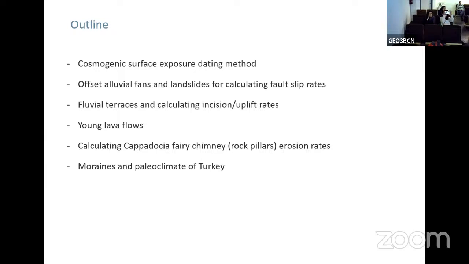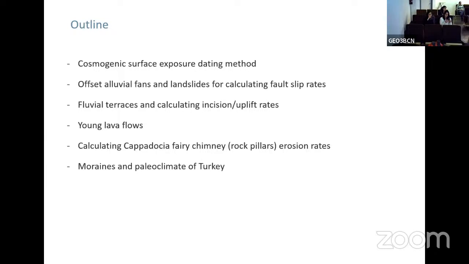I'll just briefly talk about it, and I'll show you some examples where we applied this method, like alluvial fans and landslides or rock falls, and you can calculate the fault slip rates from that. Or fluvial terraces, where you can date the terrace and then calculate the incision rates or uplift rates of the plateau, like the Iberian Plateau or the Anatolian Plateau for that matter. You can also apply this method to young lava flows. You can date the surface of the lava flow.